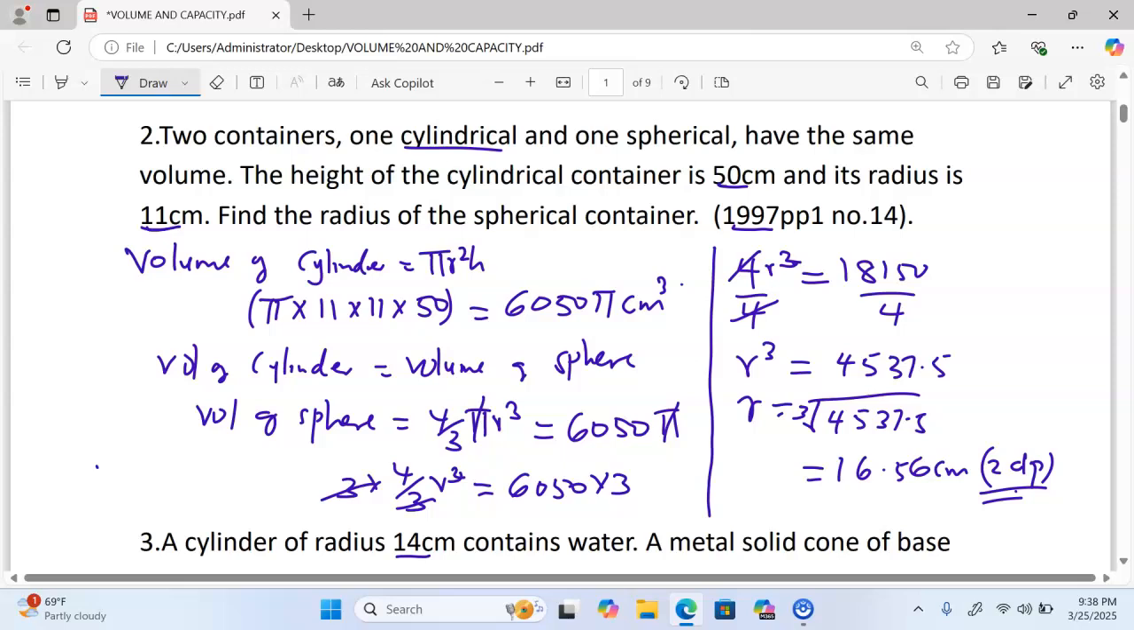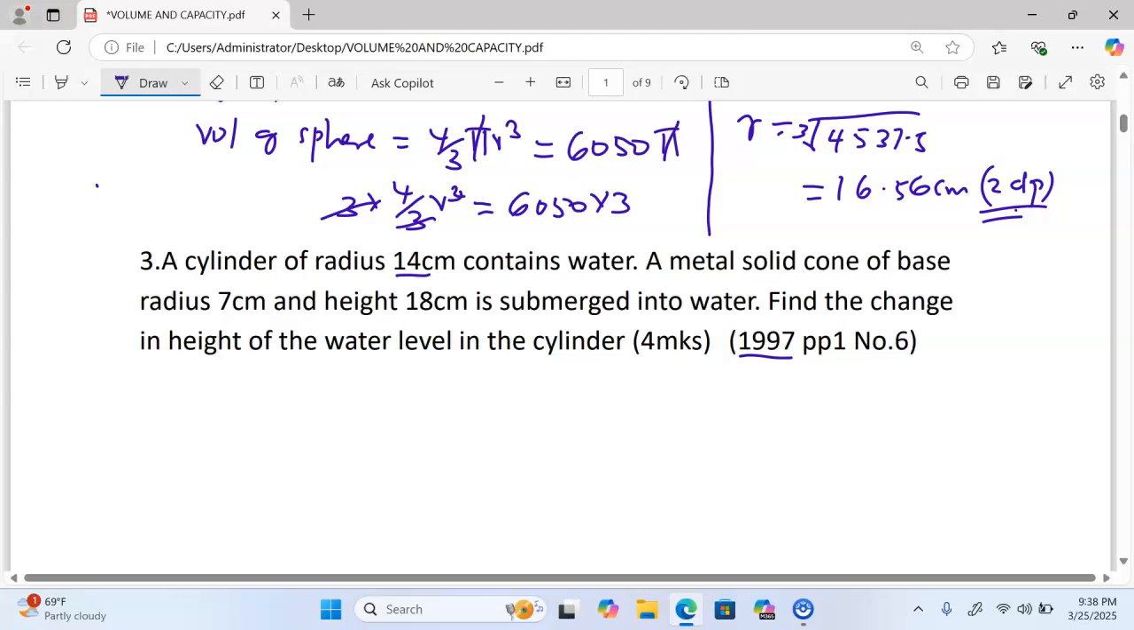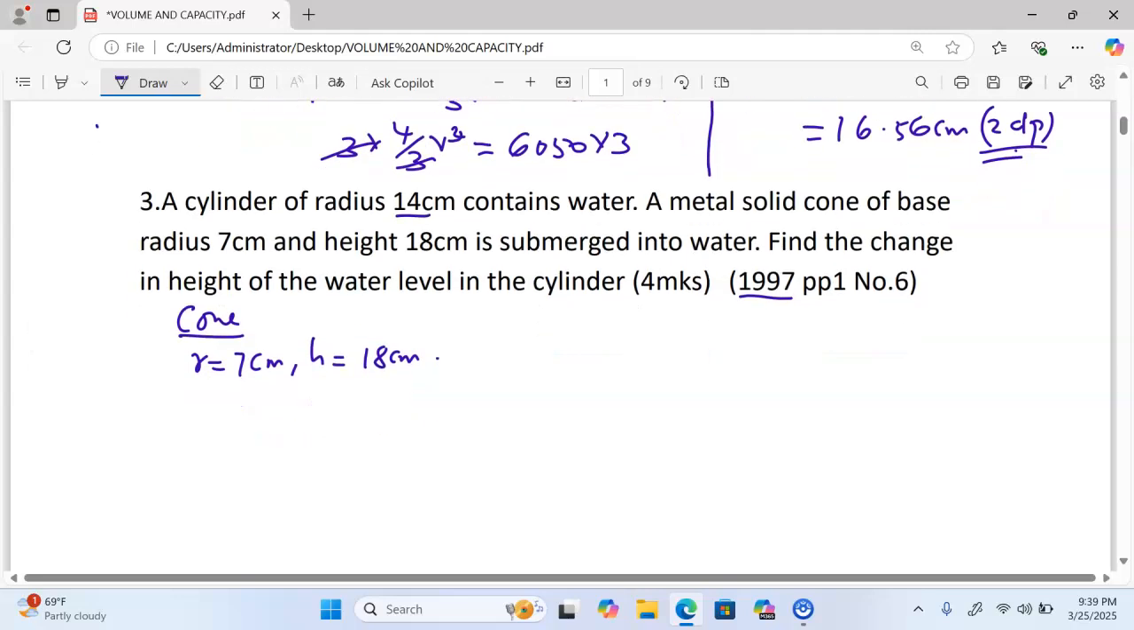We proceed to question number 3 in our list. The question was done in KCSE 1997, Paper 1, number 6. The question we have reads: a cylinder of radius 14 centimeters contains water. A metal solid cone has a base radius of 7 centimeters and a height of 18 centimeters. This cone is submerged into the water. Find the change in height of the water level in the cylinder.